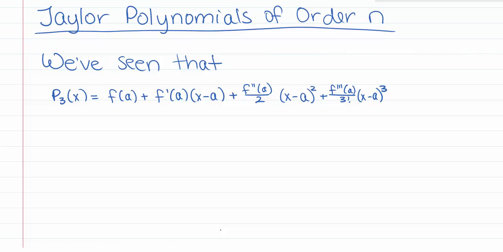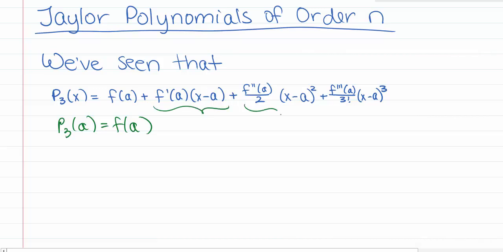We want to find a formula for Taylor polynomials of order n. We've already talked about the polynomial of third order, P3, and we've gotten this formula for it. Let's remind ourselves again why that formula worked. When we plug in a into P3, if we're looking at P3 of a, we're left with just f of a. And the reason for that is that each of these other terms has an x minus a in it, so they're all going to disappear and go to 0 when we plug in a.